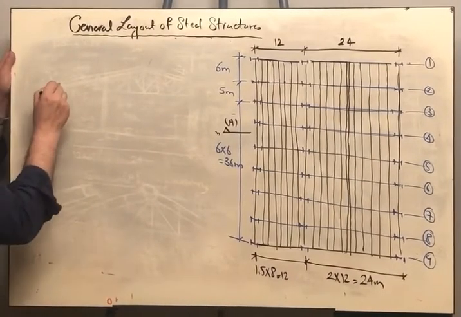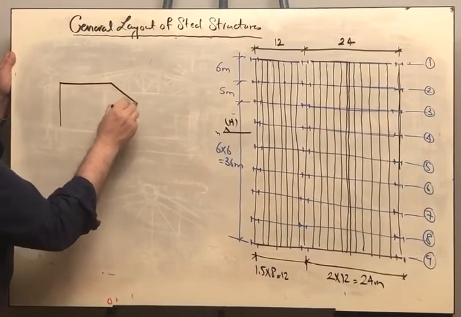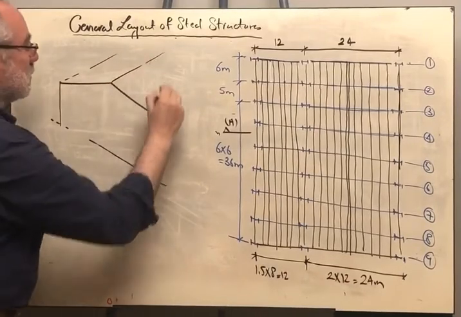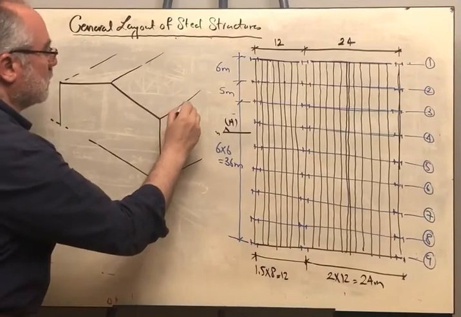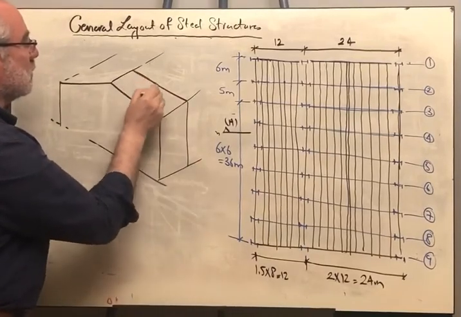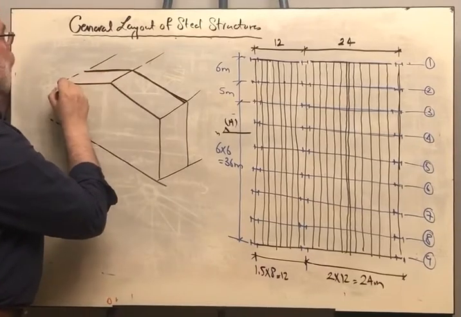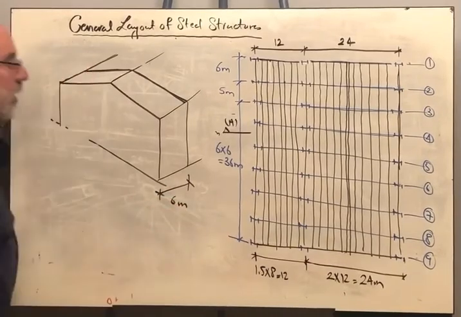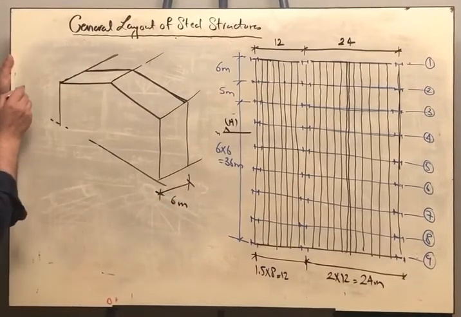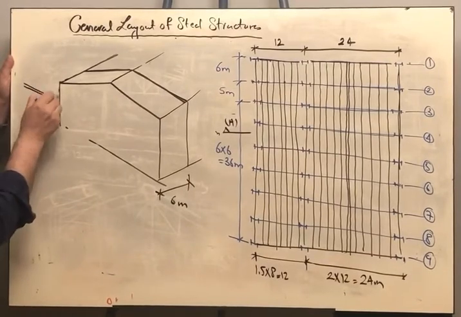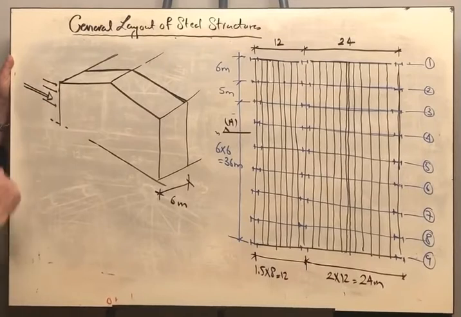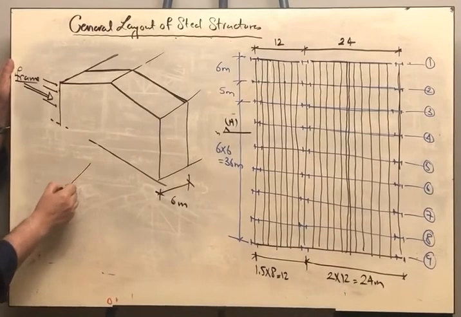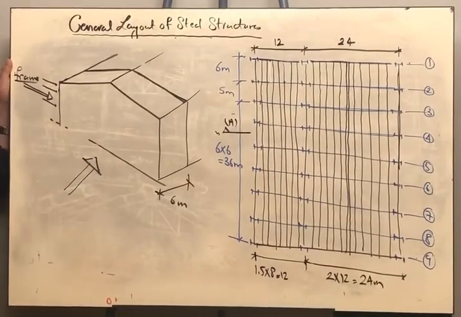Now imagine that we are having a frame like this. This frame is spaced from the one behind 6 meters. Any wind coming in this direction will be causing a force in the same plane of the frame, so it can be supported by the frame. But any wind in this direction cannot be supported by the frame.